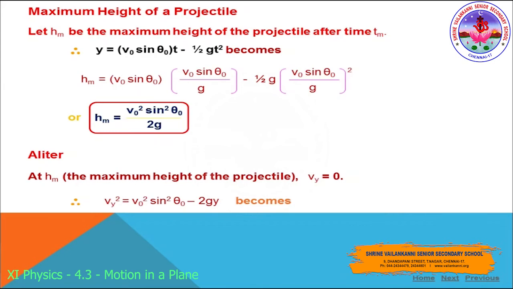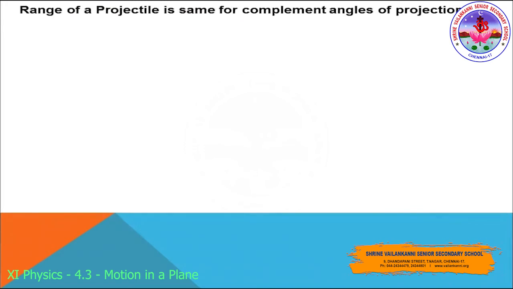Here we can take the maximum height of the projectile, where vy is equal to 0. Then we get the equation vy square equals v naught square sine square theta minus 2gy. Got it? So this v which is 0 means 0 square is equal to the value which came. Then you will get the maximum height equal to v naught square sine square theta by 2g. And we can apply this formula also, that is what we explained.